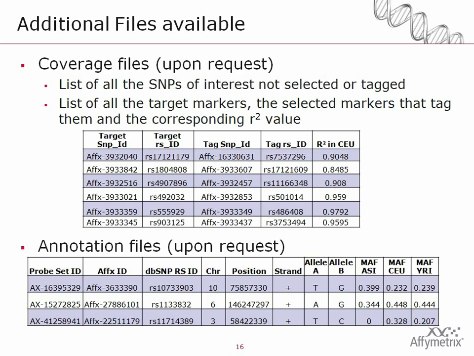And then the third additional file that is available are the annotation files, which is a small version of the standard annotation provided with Affymetrix arrays. It consists of the probe set ID, Affymetrix SNP ID, dbSNP ID where available, chromosome position, strand, the alleles, and then minor allele frequencies in the ASI, CEU, and YRI populations.